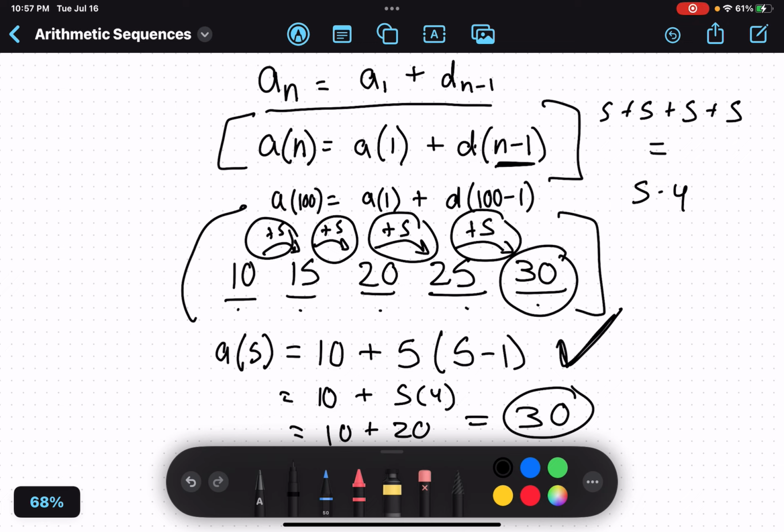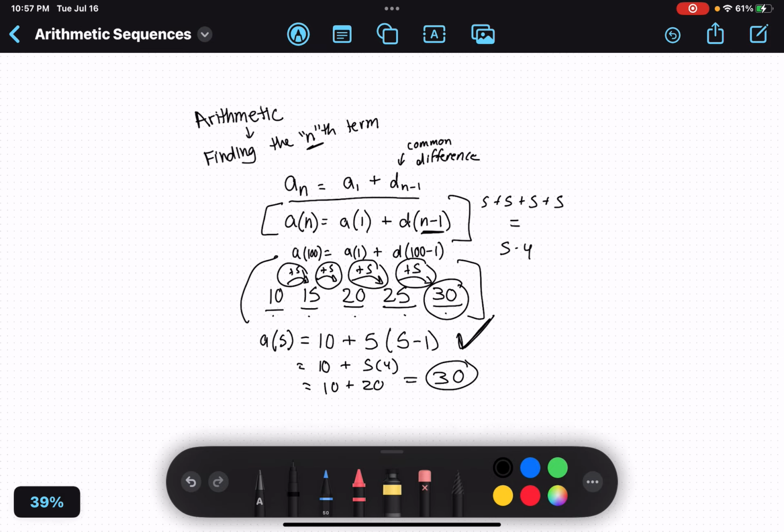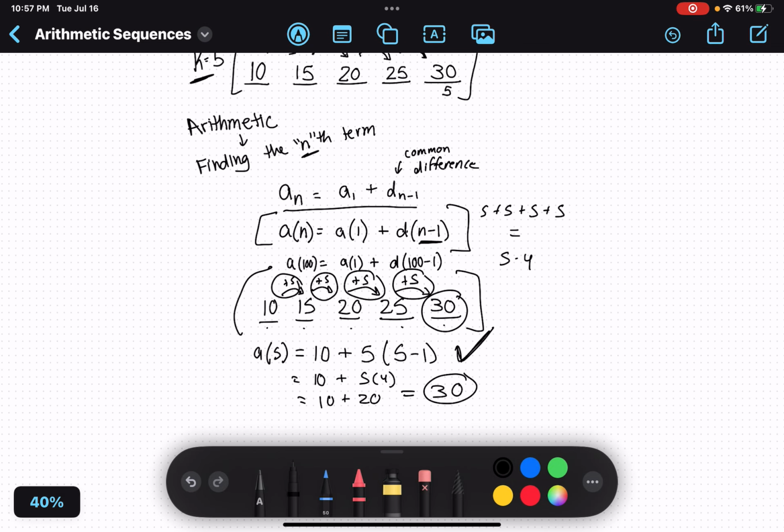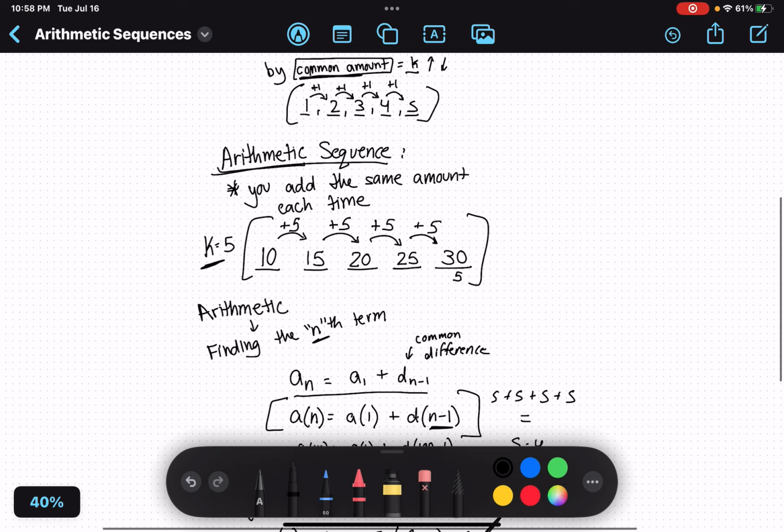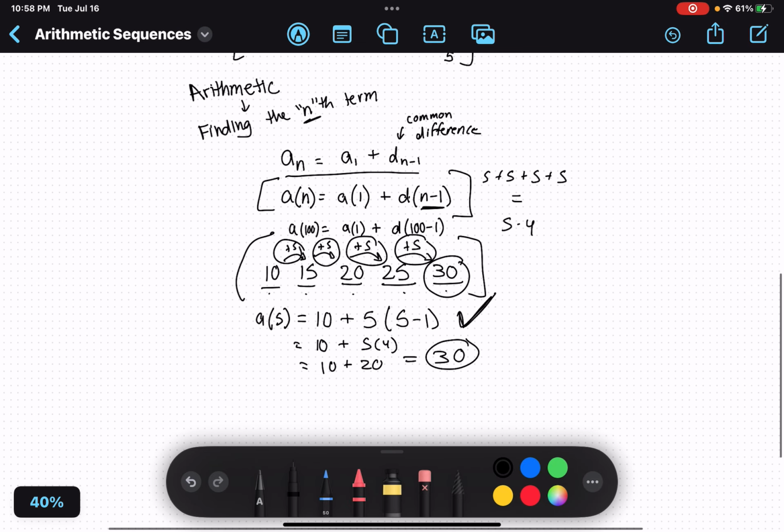So in this video, we went over what arithmetic sequences are and how you can find the nth term or any term in an arithmetic sequence.